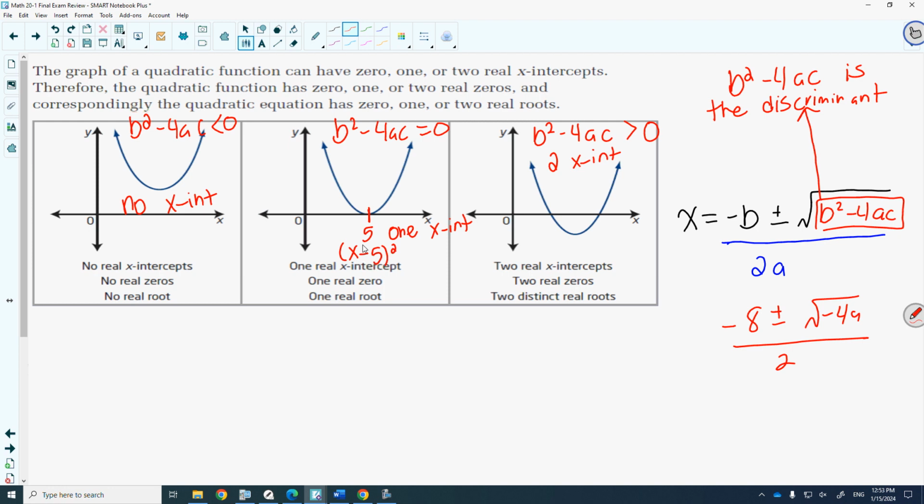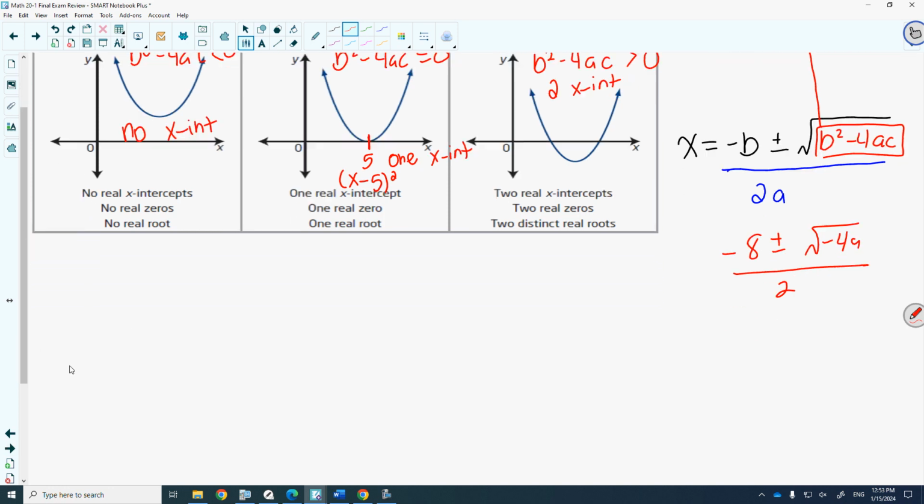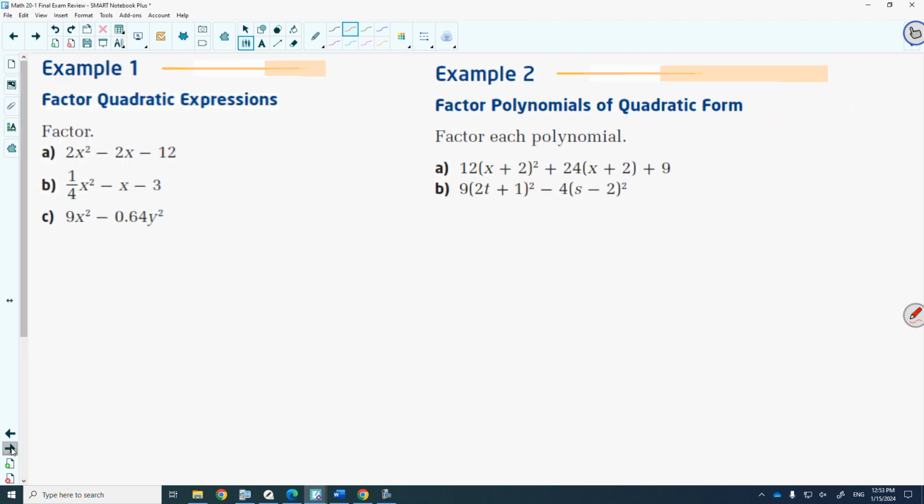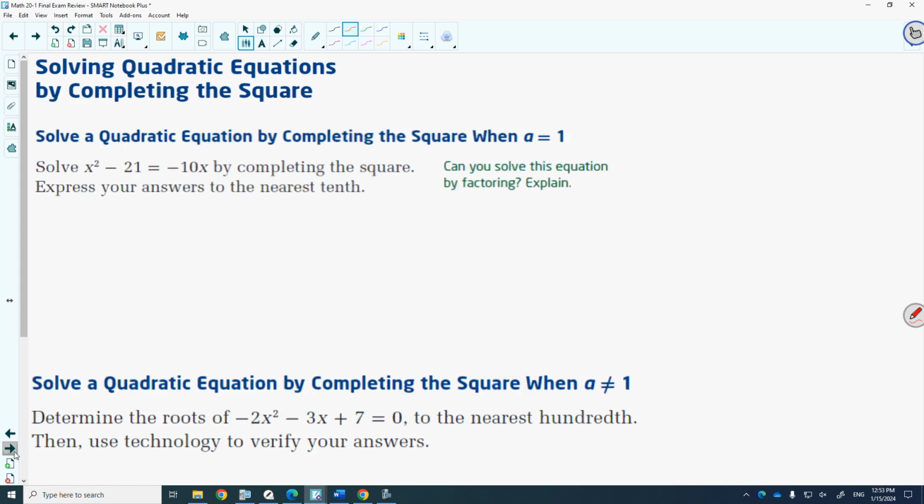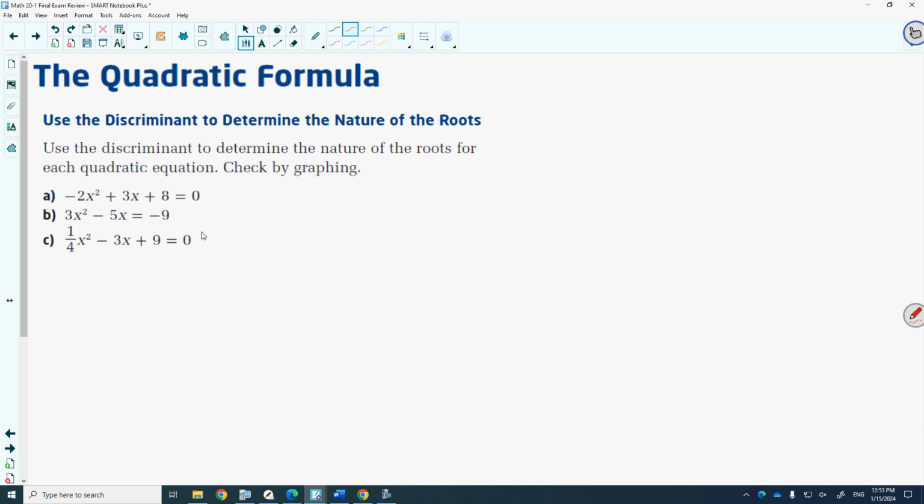So I'll try to assign some. Actually, I'll show you. There is a discriminant question that I have in here. We're going to come back to this because we have to go through the factoring, which you'll need to know. But let's go to this one, the quadratic formula.